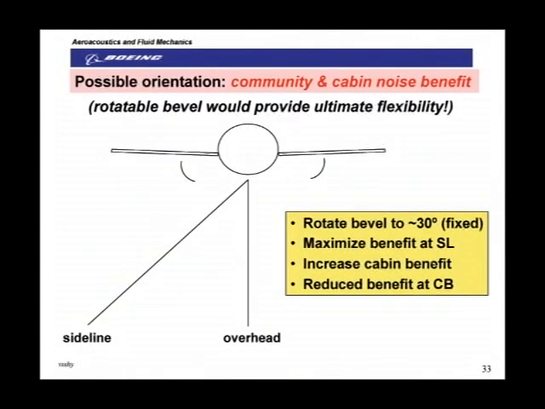Of course, one doesn't have to put the bevel at the bottom. One can rotate the bevel to optimize community and cabin noise benefit. If you have a rotatable bevel, you start with the bevel at the bottom for the community and then rotate it to shield the cabin from the cruise noise. But we can play some games to optimize this. These are the kind of studies which are ongoing right now.